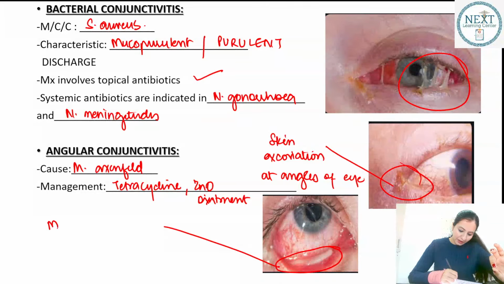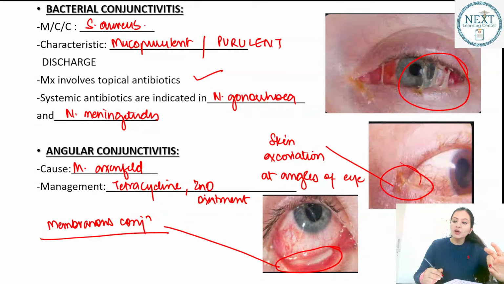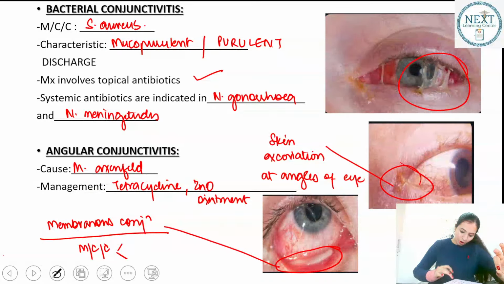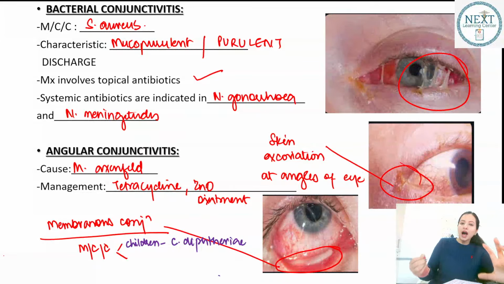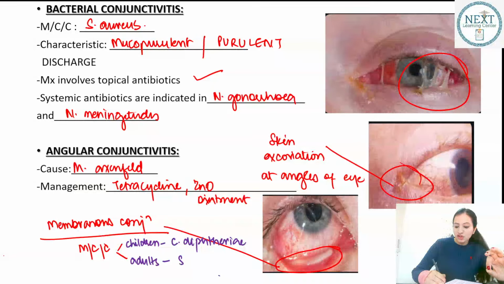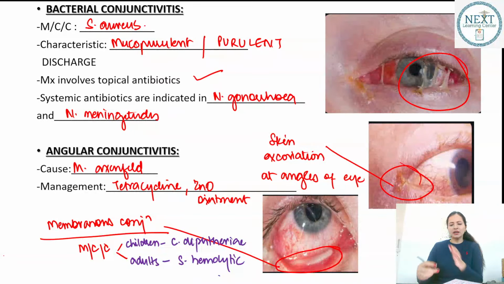This is your membrane. So it can be membranous conjunctivitis. So what is the most common cause of membranous conjunctivitis? Most common cause, if you talk in children, it is Corynebacterium diphtheriae. If you ask what is the most common cause in adults, it is your Streptococcus hemolyticus. Management: remove the membrane, go for antibiotics.